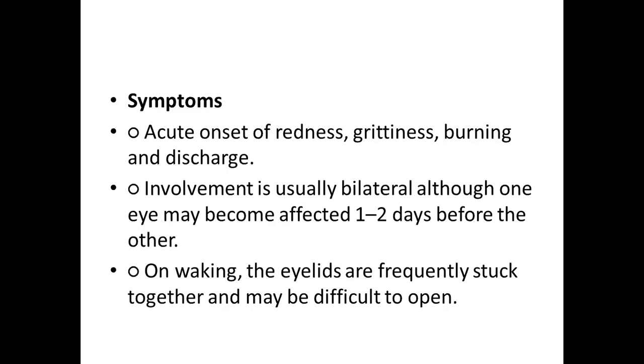So basically, the symptoms are acute onset of redness of the eyes, grittiness, burning sensation, and discharge. The discharge can be purulent or mucopurulent depending on the causative organism. Neisseria gonorrhoeae causes what we call purulent discharge, very plentiful discharge like that. So the type of discharge that occurs actually depends on the organism.